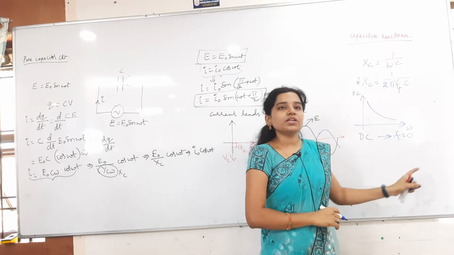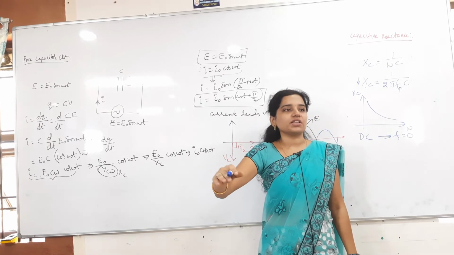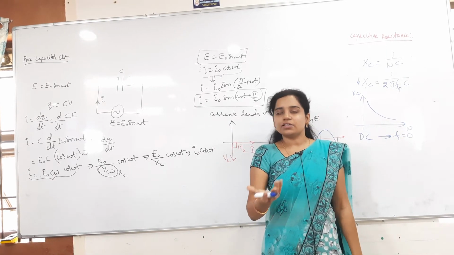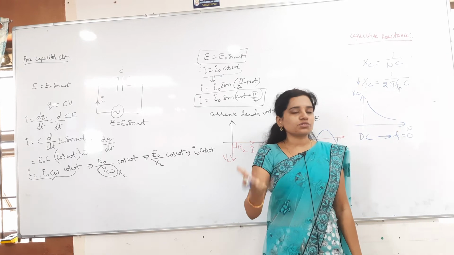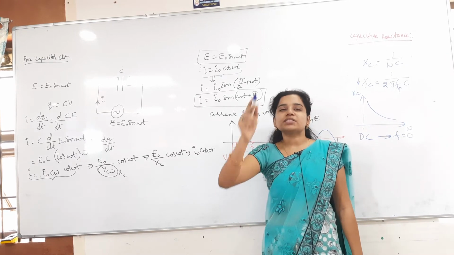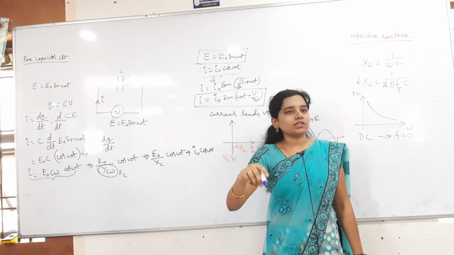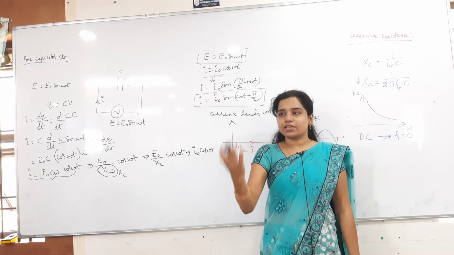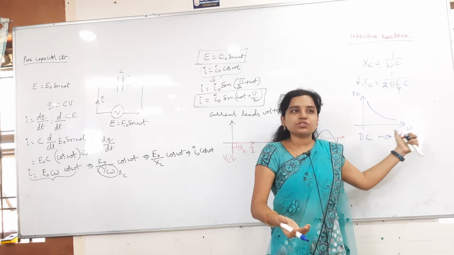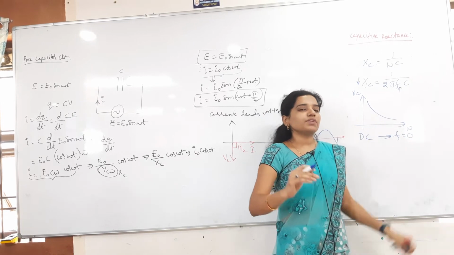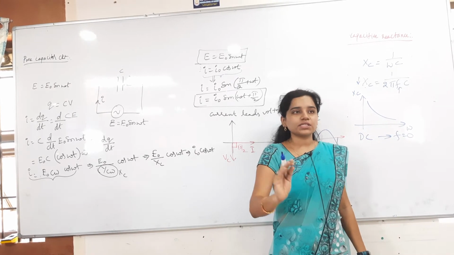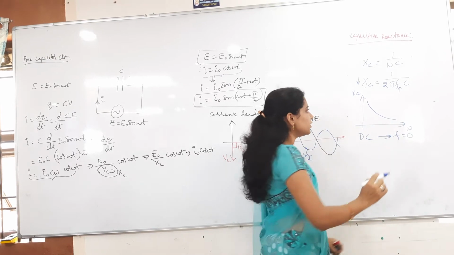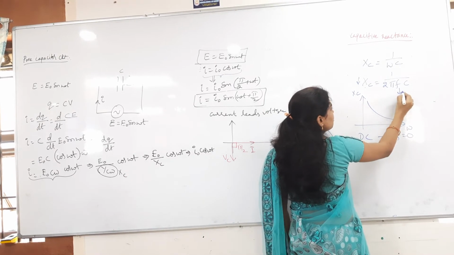For AC only, frequency will be there. Whichever is changing, that will have the frequency. DC will not change, so there is no frequency for that. AC will change its direction and magnitude, so only AC will have a number of cycles. DC does not have any cycles, so DC frequency is how much here? 0. AC frequency will be high and DC frequency is 0.